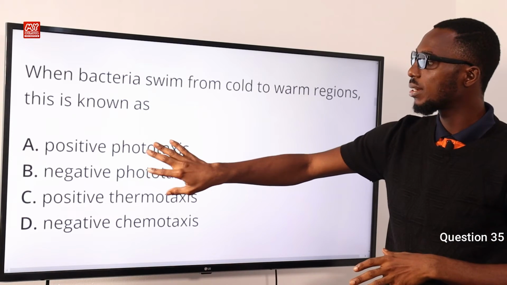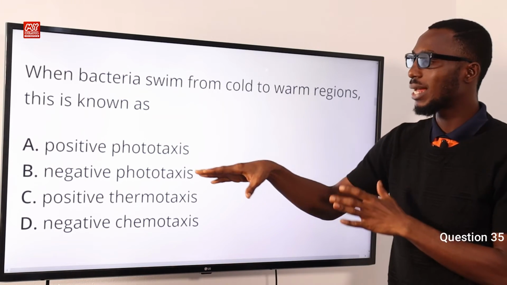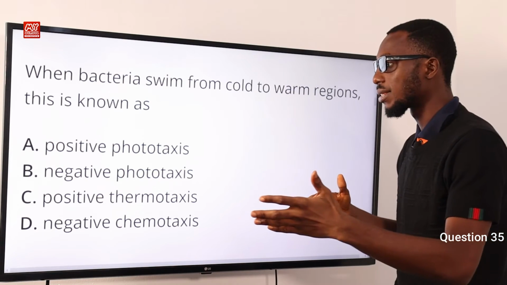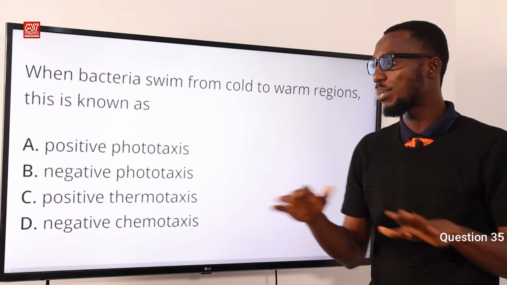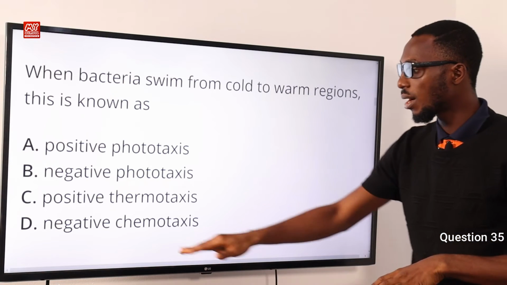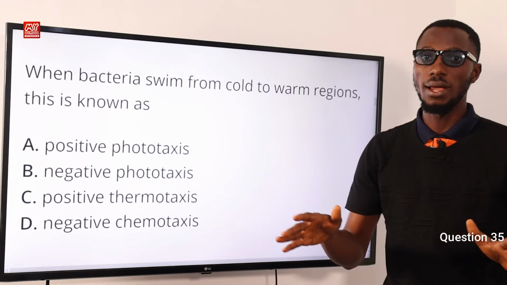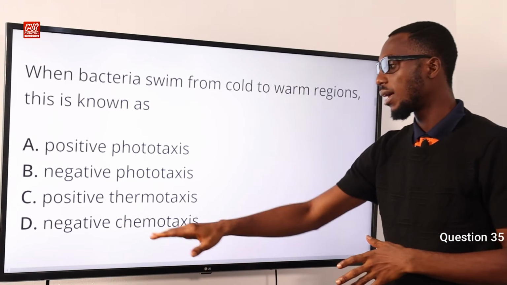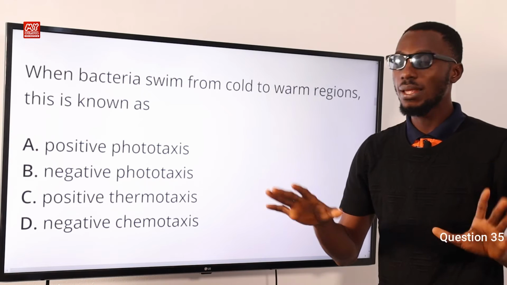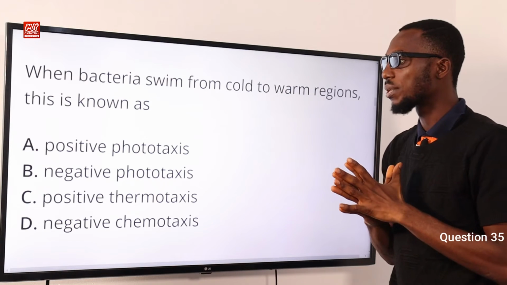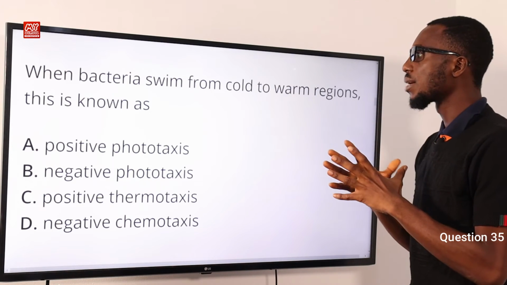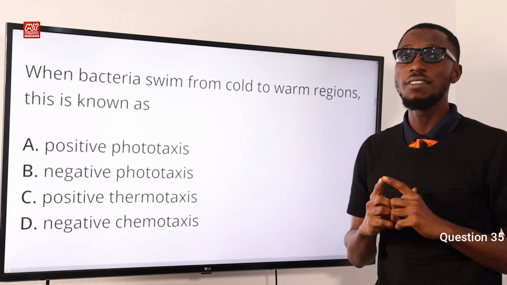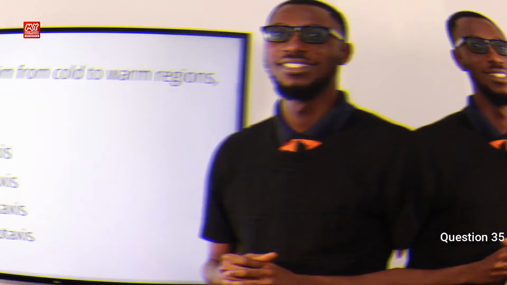Considering phototaxis, that tells you about sensitivity to light. Moving away from light is negative, towards light is positive phototaxis. Then you talk about chemotaxis, that is about chemicals. Negative chemotaxis means you are moving away from where there is a chemical presence, in simple terms. So the correct option here is option C. When bacteria swim from cold to warm regions, this is known as positive thermotaxis.